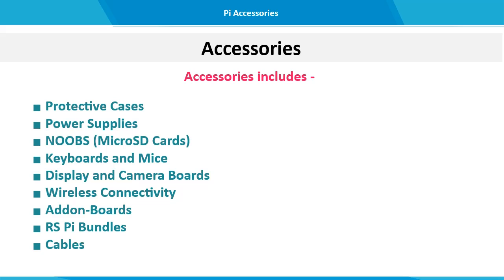We have several accessories which come with Raspberry board. First is protective glasses, power supplies, knobs, micro SD cards, keyboard and mice, display and camera boards, wireless connectivity, add-on boards, RS bundle cables.